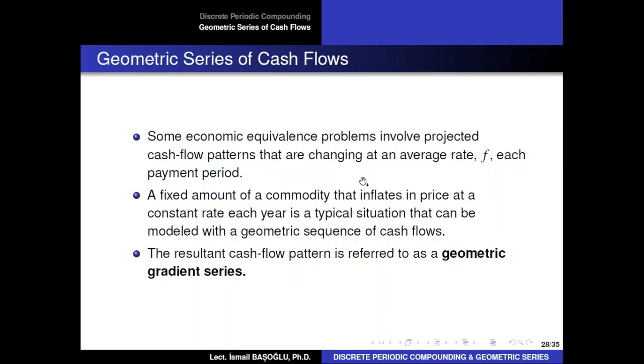At the end of every year, you are purchasing this same product. So this means at the end of the first year, you pay $100 to purchase it. At the end of the second year, you pay $110. At the end of the third year, you pay $121. And it is going to increase like that. Such cash flow patterns are called geometric gradient series, or in short, geometric series.